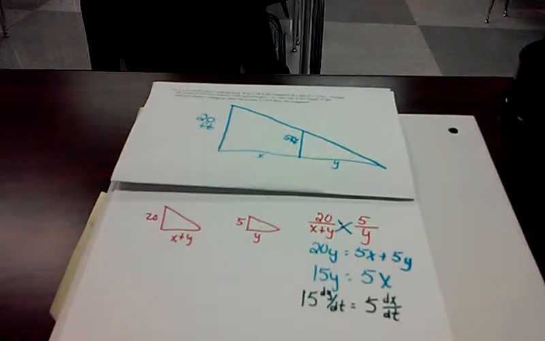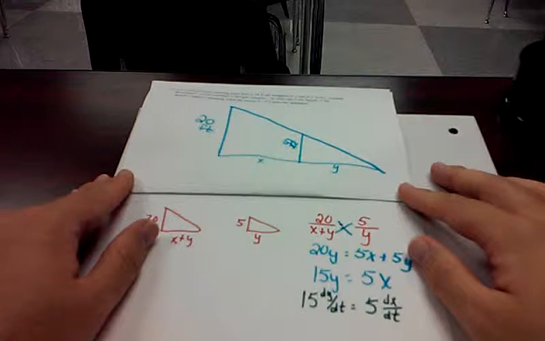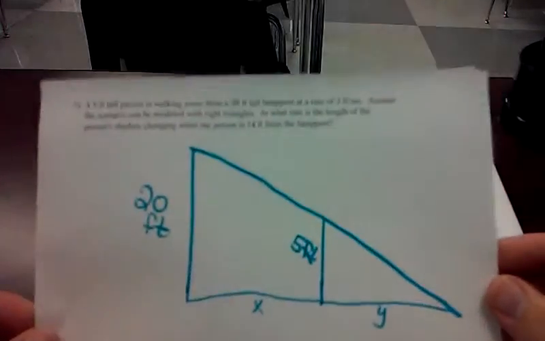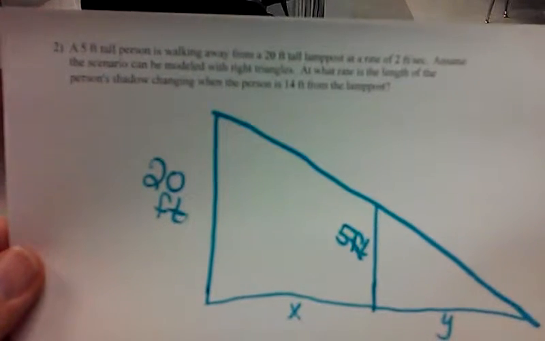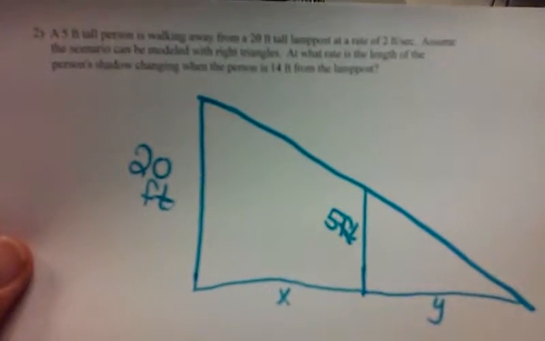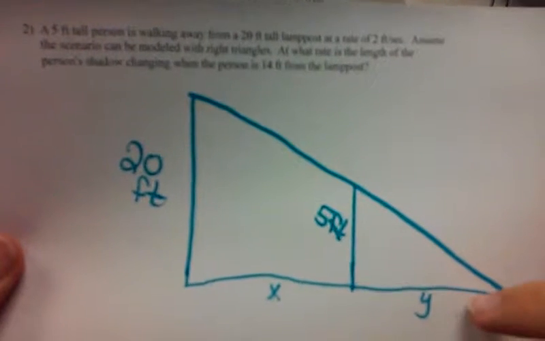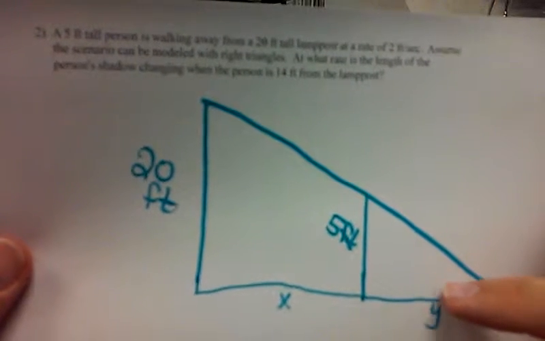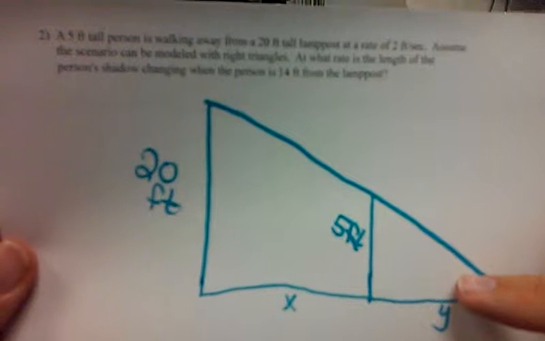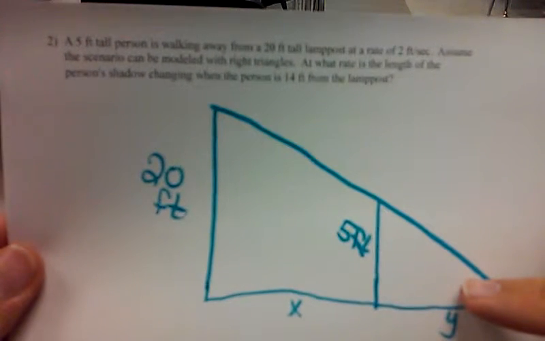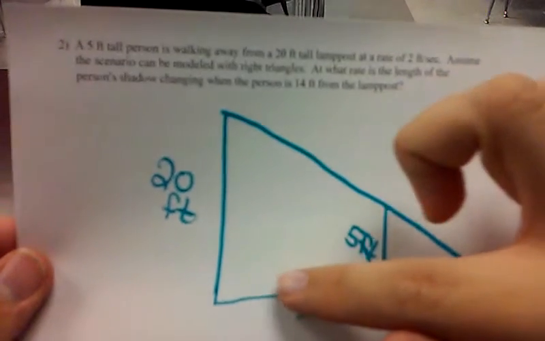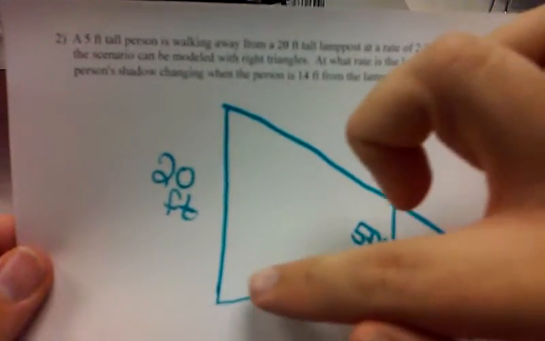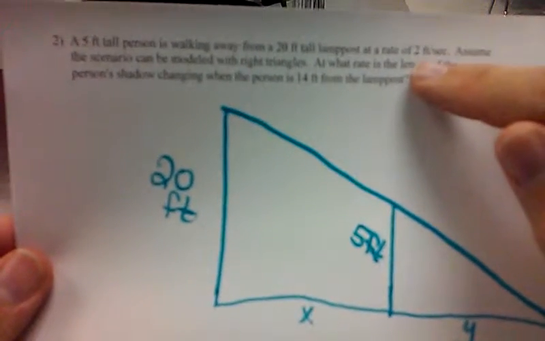Okay, now I need to go back and look at the original problem because I need to figure out what I'm actually solving for. With the original problem, it says, at what rate is the length of the person's shadow changing? Well, this is the person's shadow right here. So y, dy/dt, is what I'm basically asking to find if the person is walking away at a rate of 2 feet per second. So if they're walking away, this distance that they're walking away from the lamp is increasing. So dx/dt would be 2.